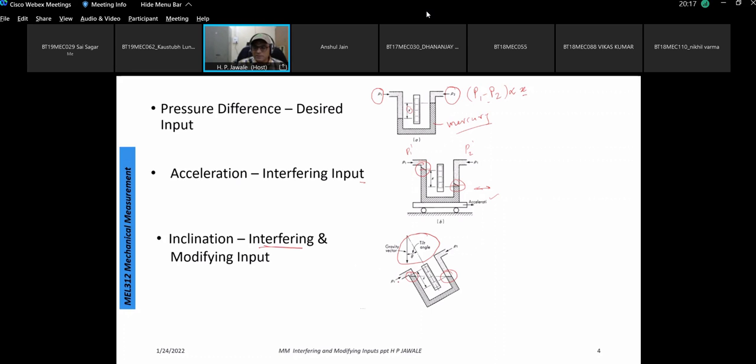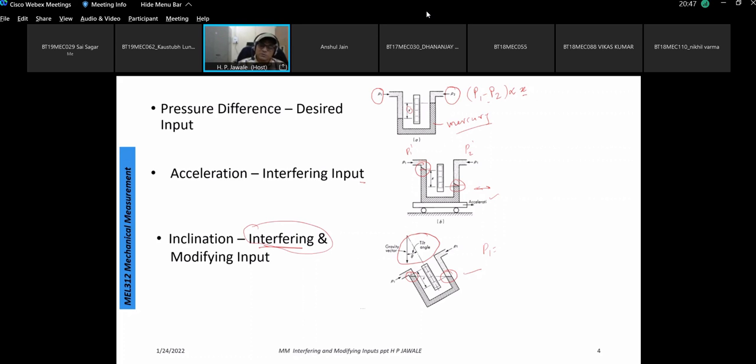So what is the meaning here? Again, pressure P1 and P2 is changed to P1 dash, P2 dash, P1 double dash, P2 double dash, and so on. Even if it is made equal to 0, it is going to show some kind of deflection here. So this is the condition where the pressure P1 equals P2, or say P1 equal to 0 and P2 equal to 0. Even if there is no pressure, it is going to show this change in the datum line. So that is going to act as an interfering unit.